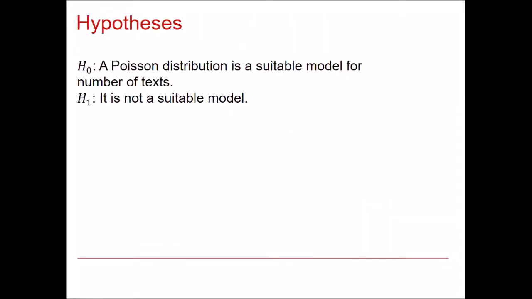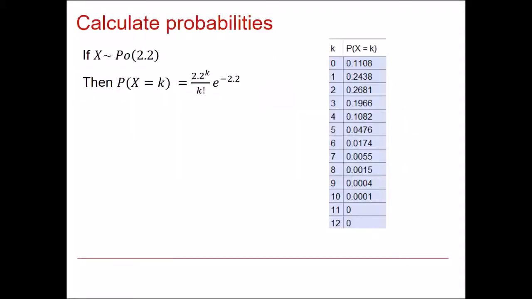Here are our hypotheses for the goodness of fit test. H0 is that a Poisson distribution is a suitable model for the number of texts, and H1 is that it is not. We're going to need to calculate expected frequencies for each of the possible outcomes of this Poisson distribution. So to begin with, we're going to calculate the probabilities for the Poisson distribution with a lambda value of 2.2.